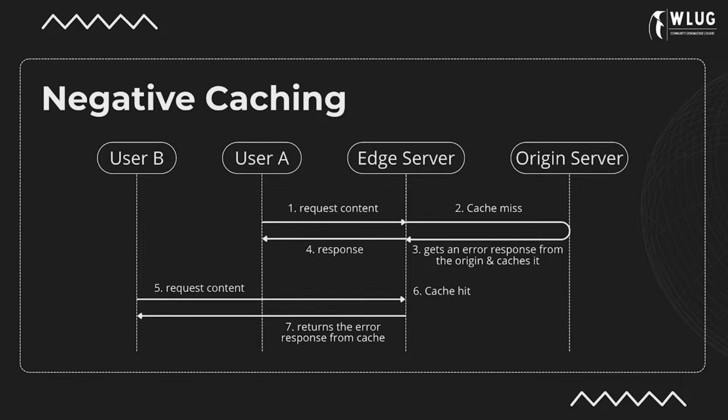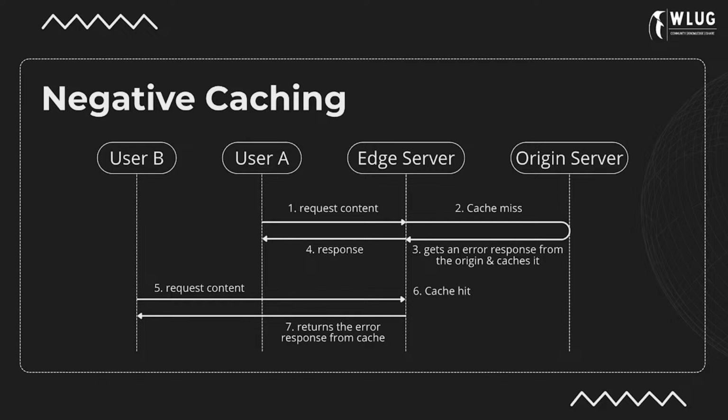Next, let's look at the flow in detail. So first, you requested some content. This content was not present on your edge server, so it went to your origin server to fetch it. Now, on the origin server also, you get an error response. Now the error response is cached and that response is delivered to user A.